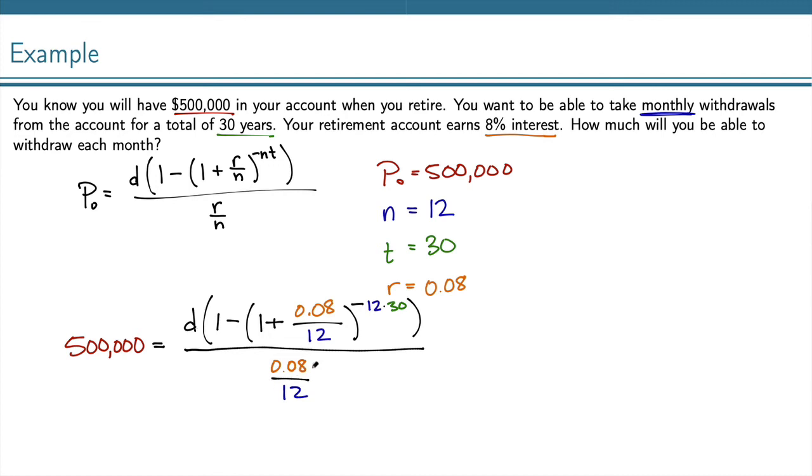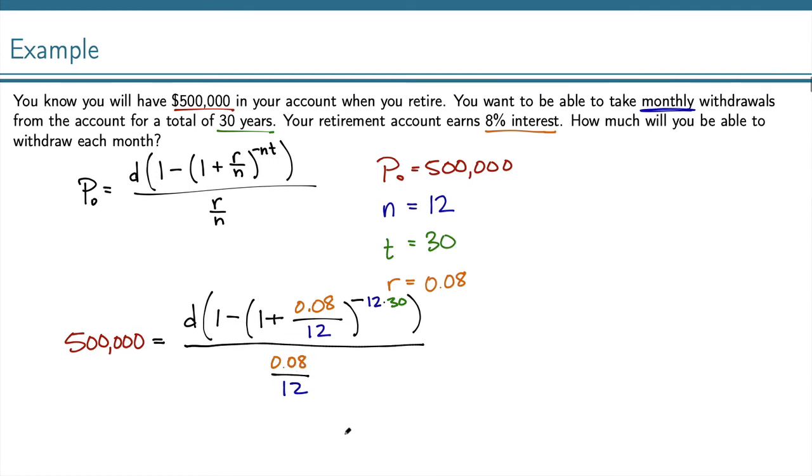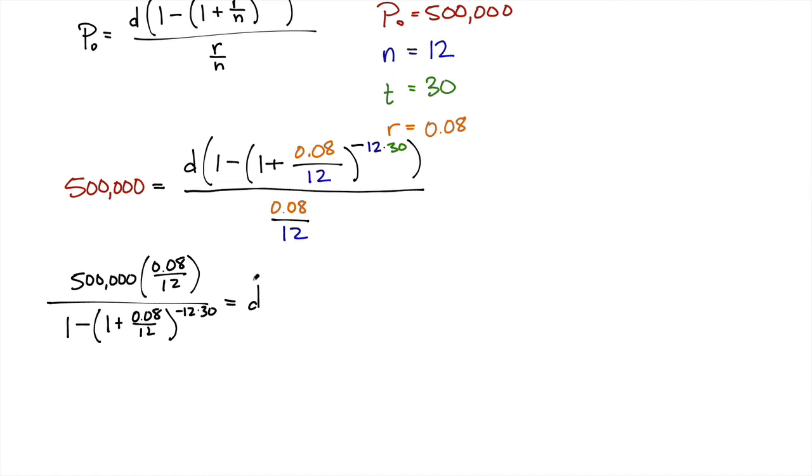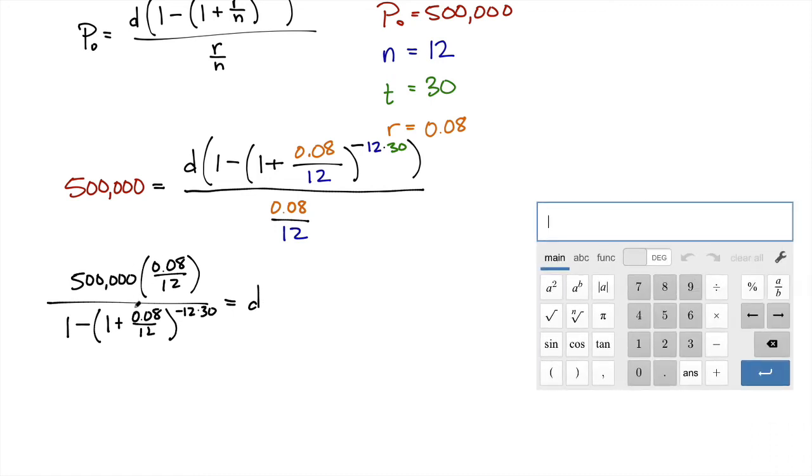Now at this point, we need to solve for D. So we're going to multiply both sides by this denominator here. So we have 500,000 times the 0.08 over 12. And then we need to divide by this big expression right here: 1 minus 1 plus 0.08 over 12 to the negative 12 times 30. And this is D. So this now we need to just plug into our calculator.